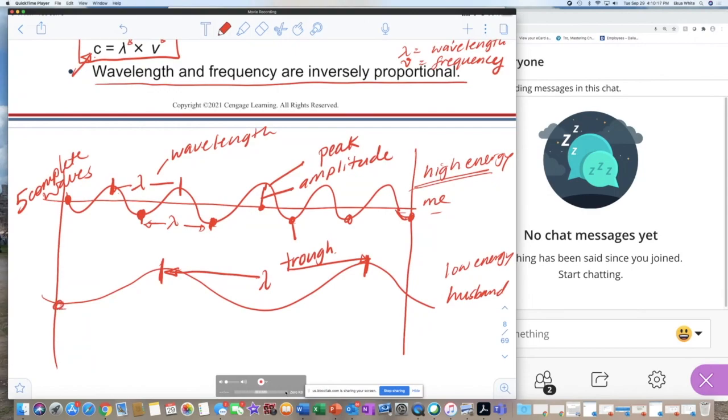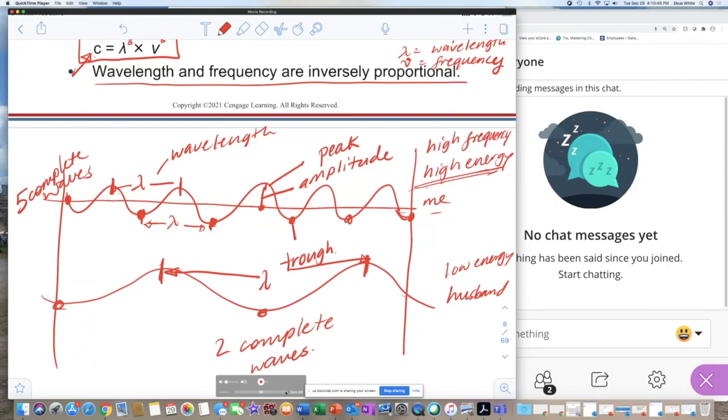On the bottom one, from here to here, if I squeeze this a little bit over, I probably would have had two complete waves. Let's just say two complete waves for the sake of making it easier. So since I have more complete waves on top, I can say with the high energy wave, I also have high frequency. Have high occurrences, right?